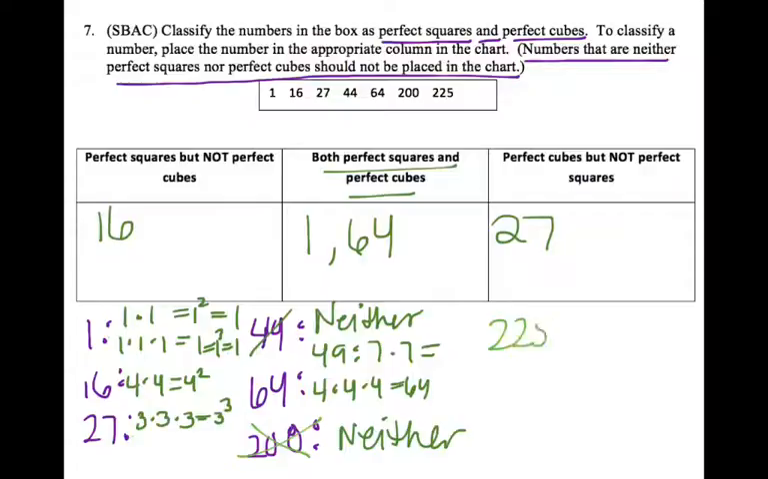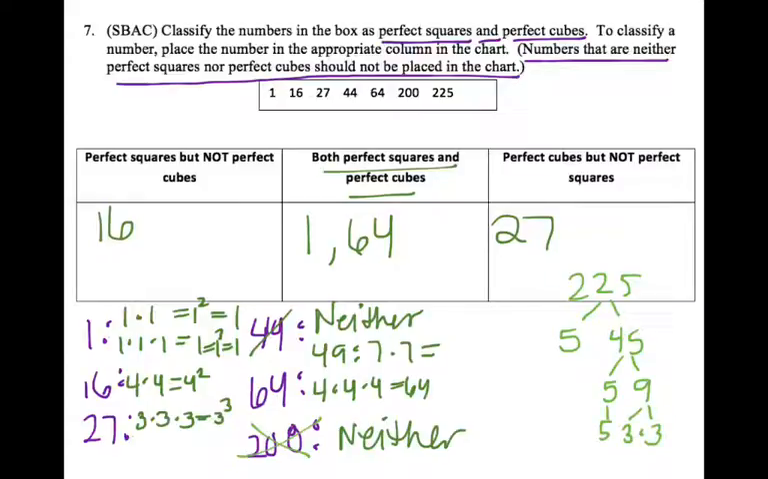And then 225, if I break 225 down, let me move it up a little bit. 225 is going to be 5 times, let's see, 5 times 45. 45 is 5 times 9. 9 is 3 times 3. So I end up with 5 times 5 times 3 times 3.